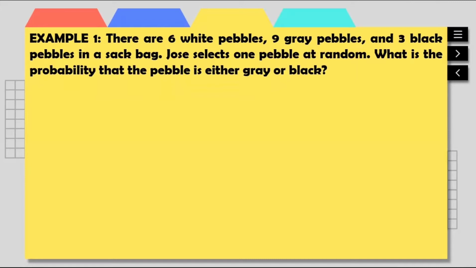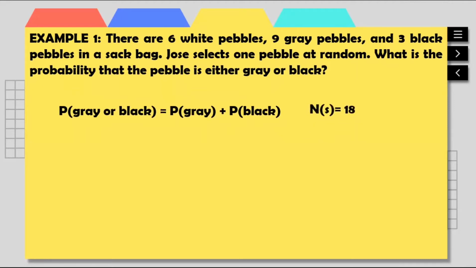So in order to find the probability of getting a gray or black pebble, we need to add the probability of getting a gray pebble and the probability of getting a black pebble. So with this, we're going to have the probability of gray or black, but first we need to determine the sample size. In order to determine the sample size, we need to add the total number of pebbles, which is 6 plus 9 plus 3, and it equals 18.